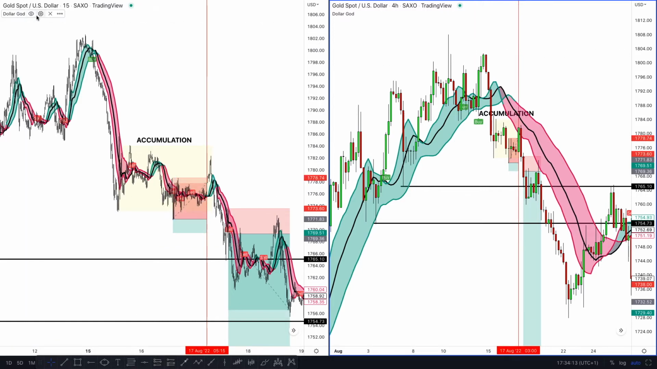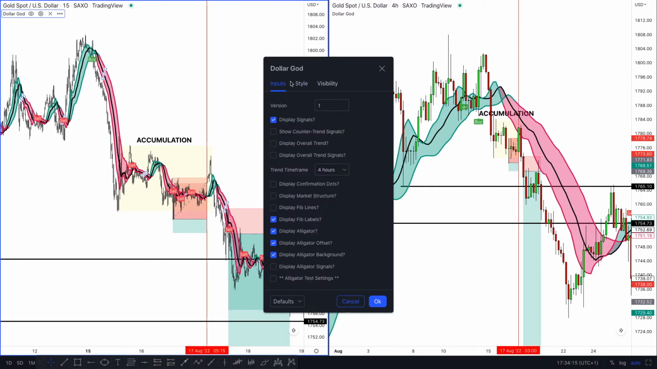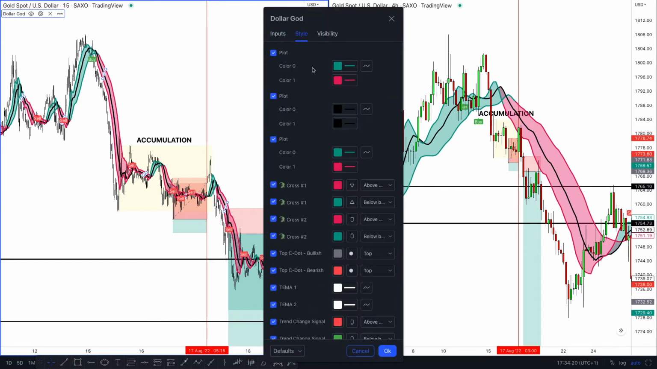So first and foremost, once you've got the indicator on your chart, you can see here these are the settings that I do have. I've got the settings on both of the time frames the same, and you can see I've changed this to black. The reason why I've changed it to black is so that when the alligator actually crosses over here, you're going to be able to see which lines are crossing over and causing price action to go bearish or bullish.